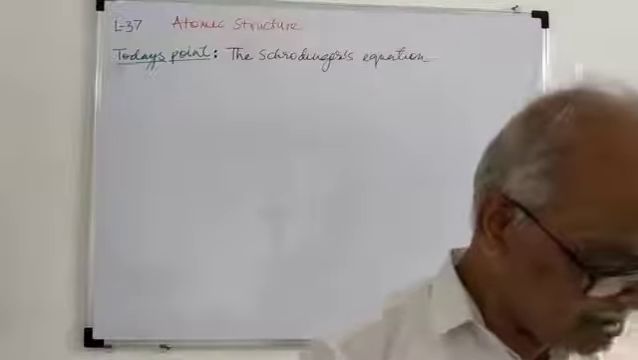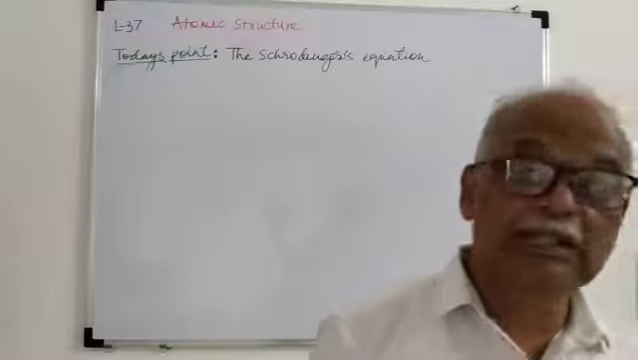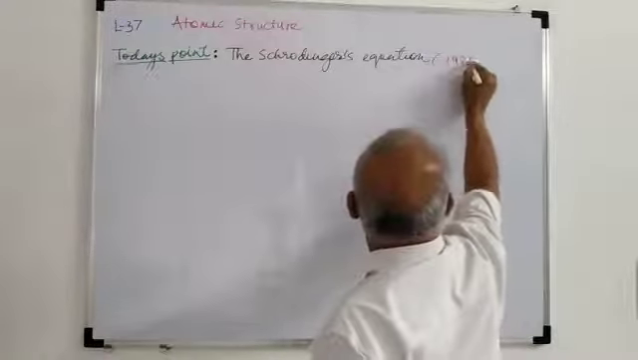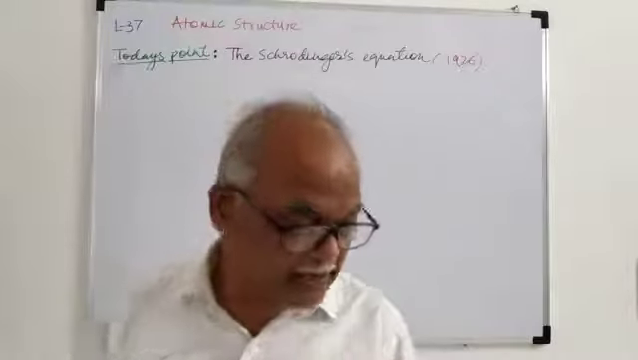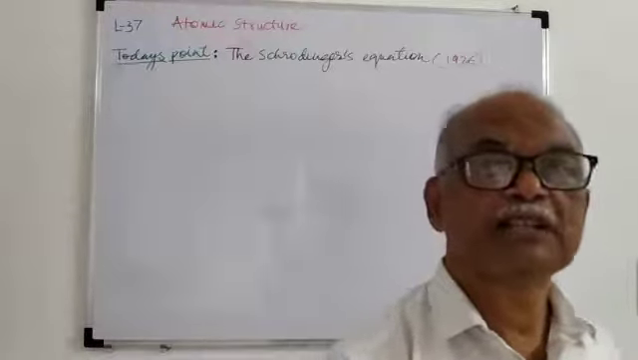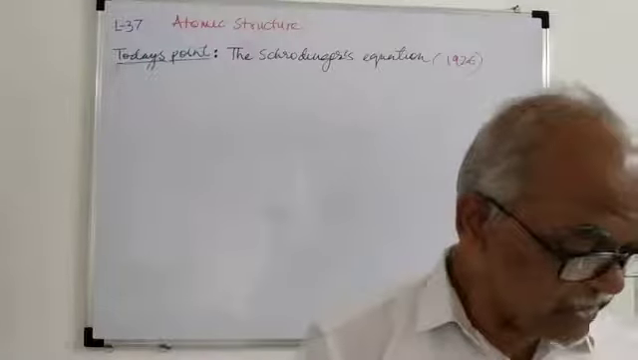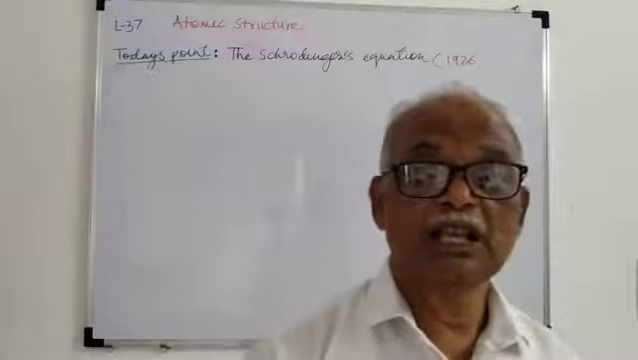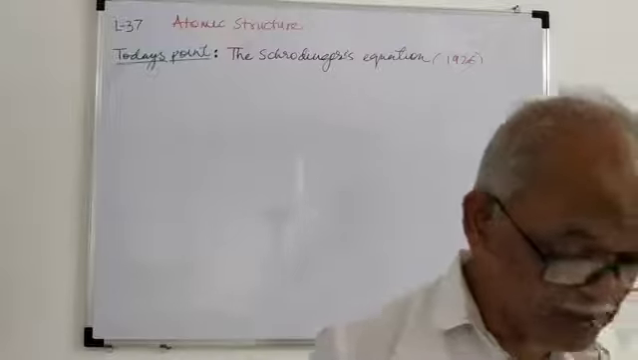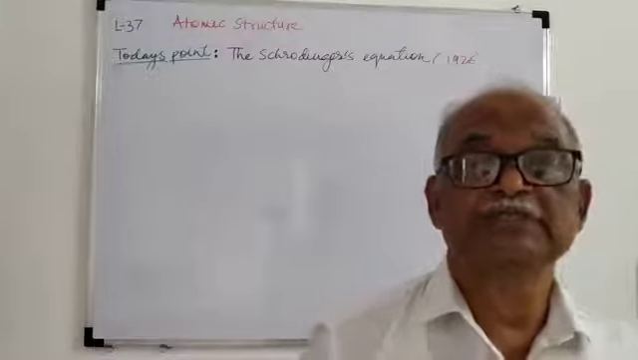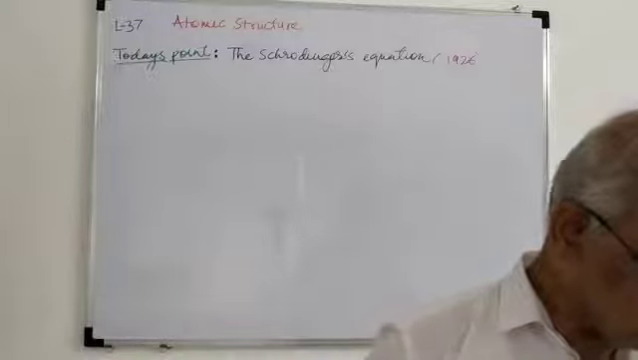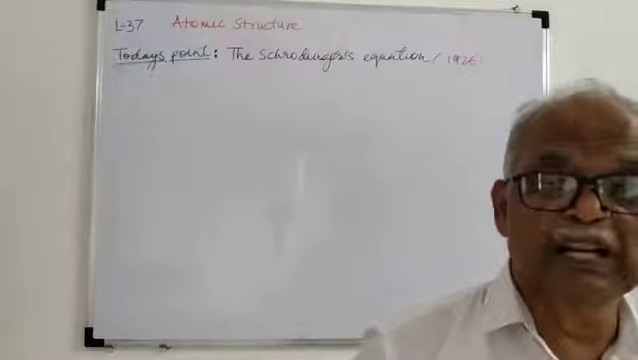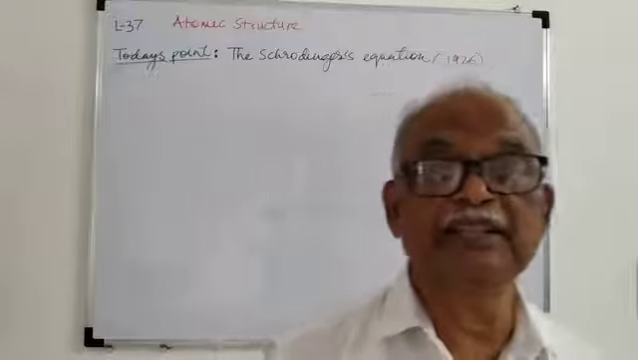Today we will see the next part of this atomic structure, that is Schrodinger's wave equation. This Schrodinger's wave equation was given in 1926, and it is used to describe the wave properties of an electron in terms of the position of the electron, the mass of the electron, the total energy of the electron, and the potential energy of the electron. So these terms are used to describe the wave properties of an electron present in the atom.